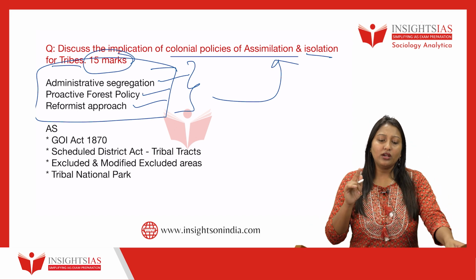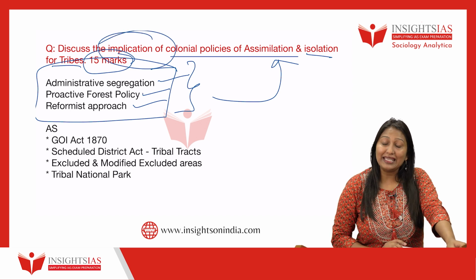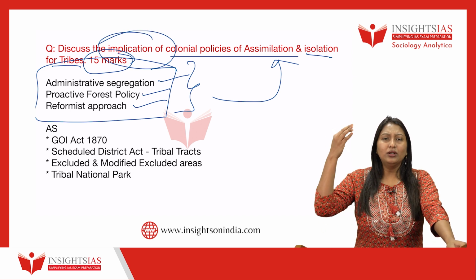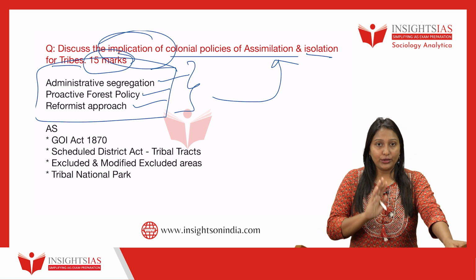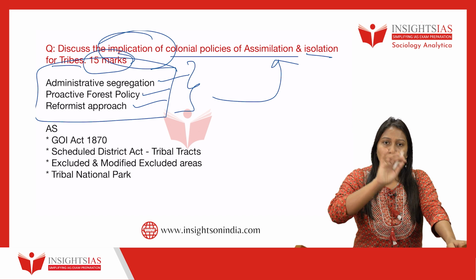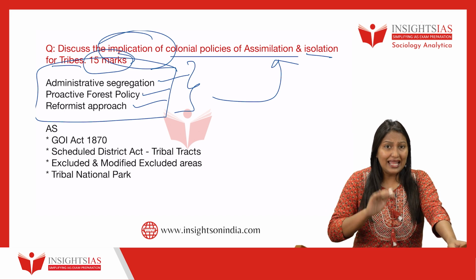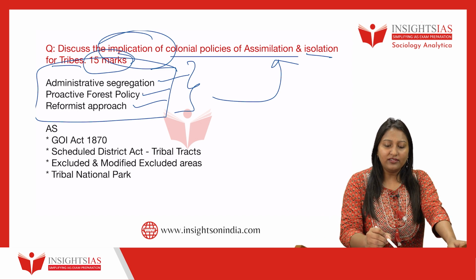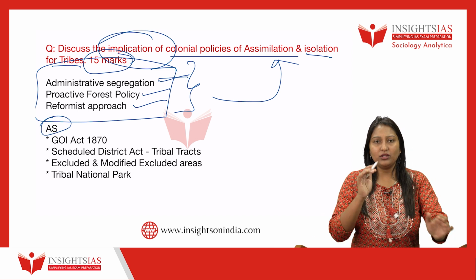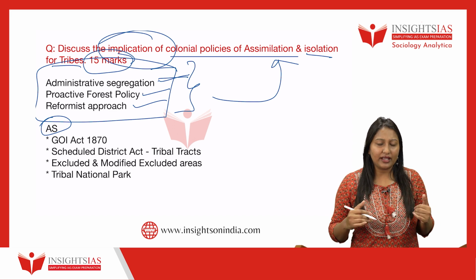Okay. So what you have to do is, though they have asked about implication, don't directly start with how it impacted tribes. Don't do that. What you have to do is first write about these colonial policies one by one, and then write what the implication is. This is how you should go with the answer. So first write about these three. You can divide into three different sections.